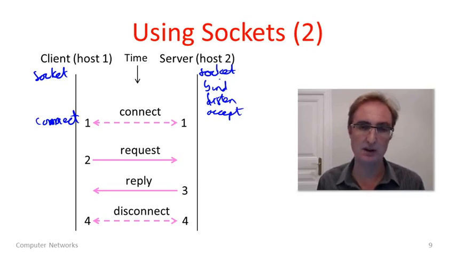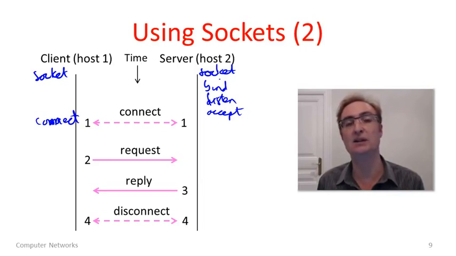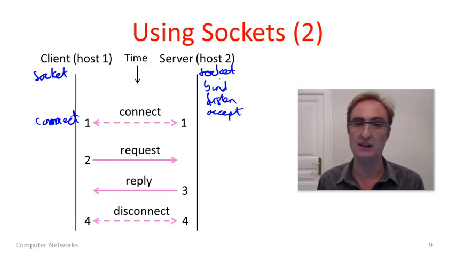Bind is really, so when we connect, we're going to want to connect to a certain server host on a certain port. Bind is really establishing an address for the communication endpoint. And listen and accept then prepare the socket to accept connections from the other side. And accept is the call which actually results in a connection being made from the other side.